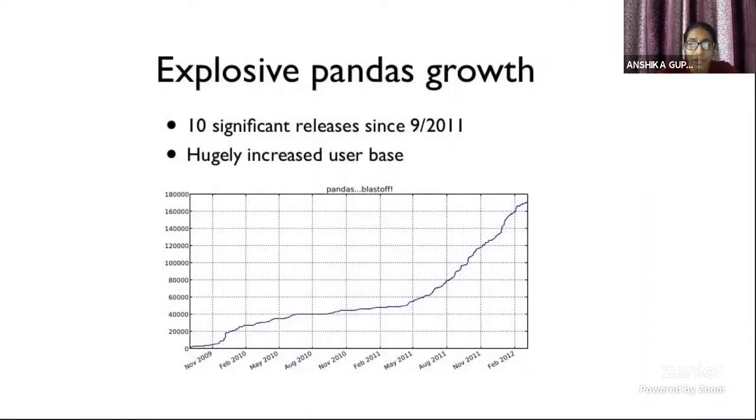Now, what happens when explosive pandas growth is there? It is a very good framework, released as a package in 2009. What happened when the developer Wes McKinney started working on pandas in 2008? He was working at AQR Capital Management, and he gave us the data, the refreshed one.